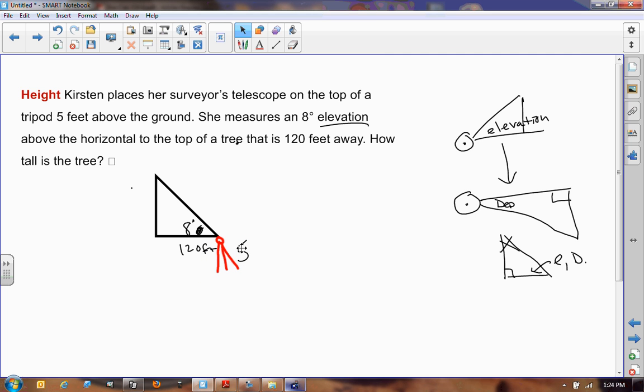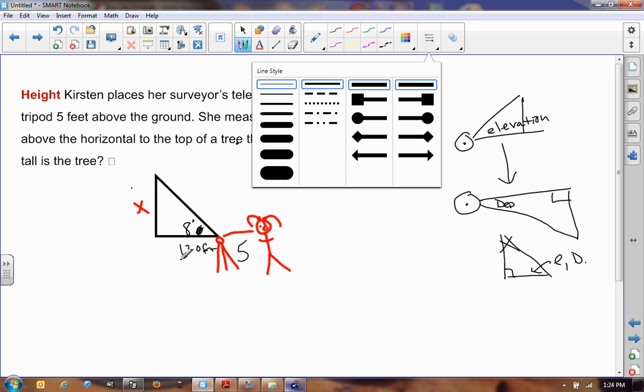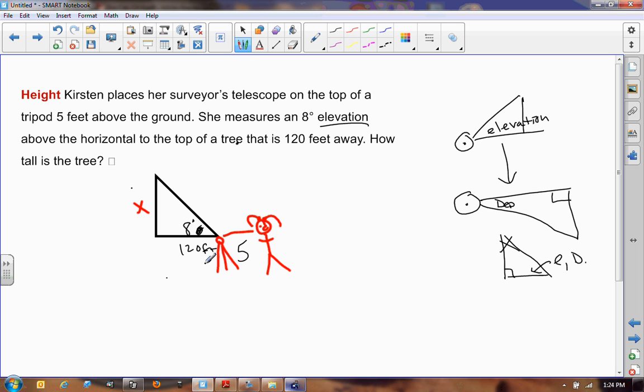Alright, so it's already 5 feet up off the ground. She's standing here trying to measure her tree. She's eyeballing it. She's looking through that telescope right there, and she's 5 feet up off the ground, 120 feet away. She doesn't know how tall it is. Again, same problem. Always the same problem. Let's see, I've got information about angle, adjacent, and opposite, because this is hypotenuse. Opposite, adjacent.